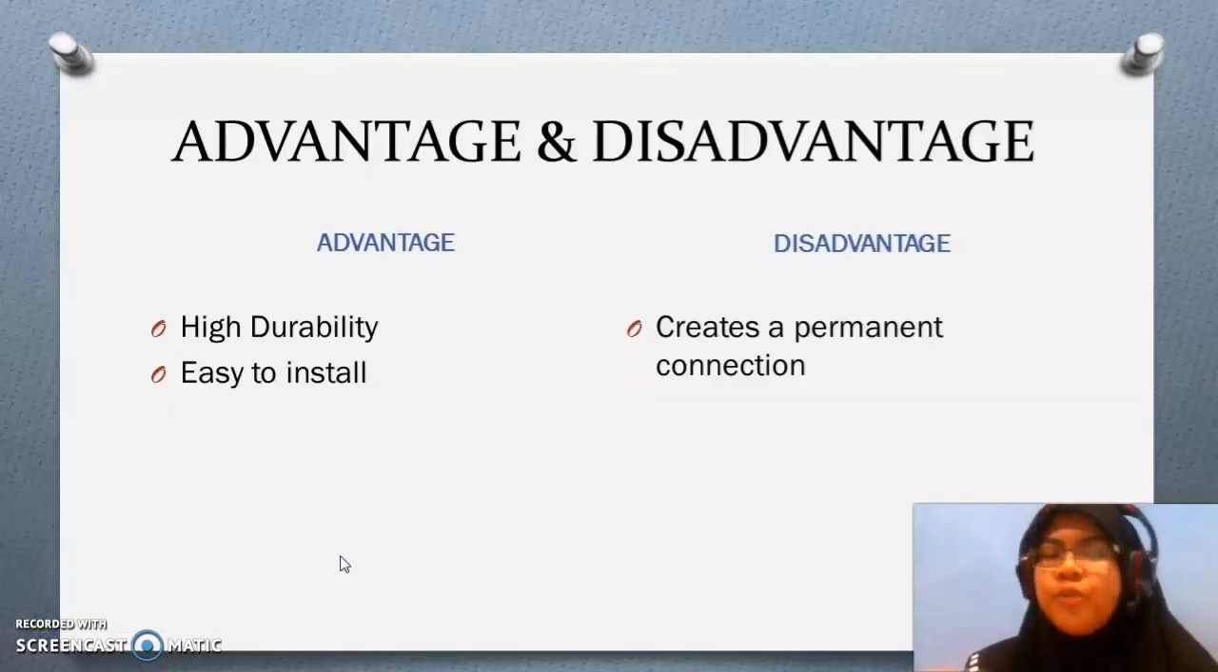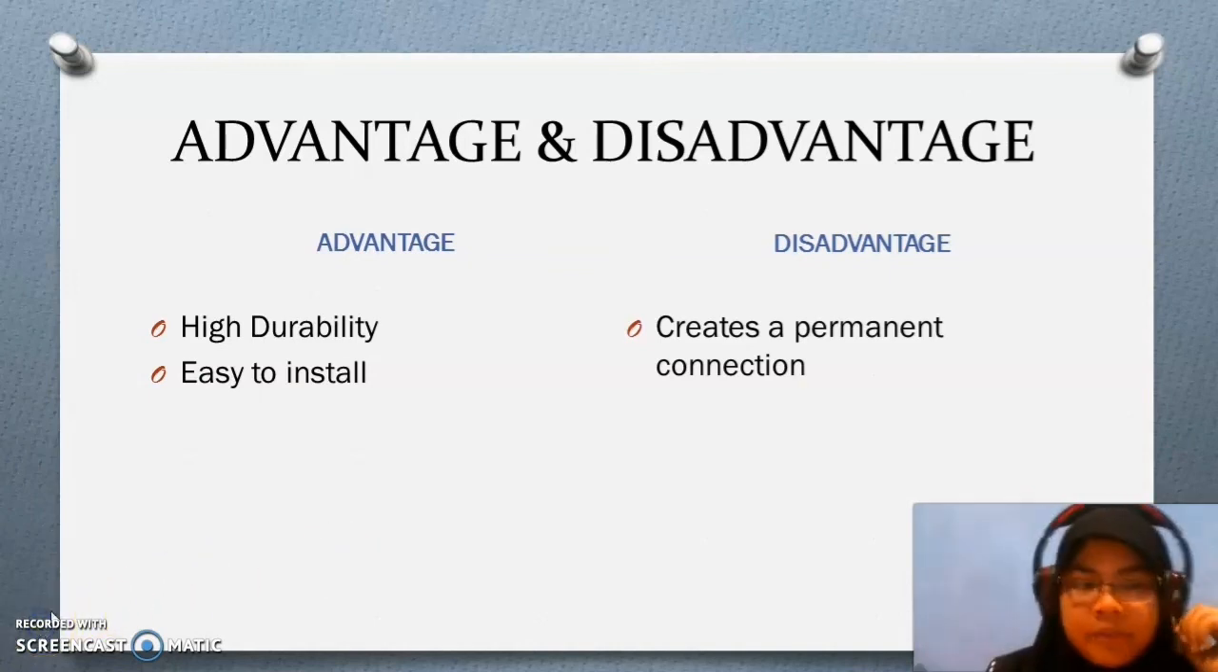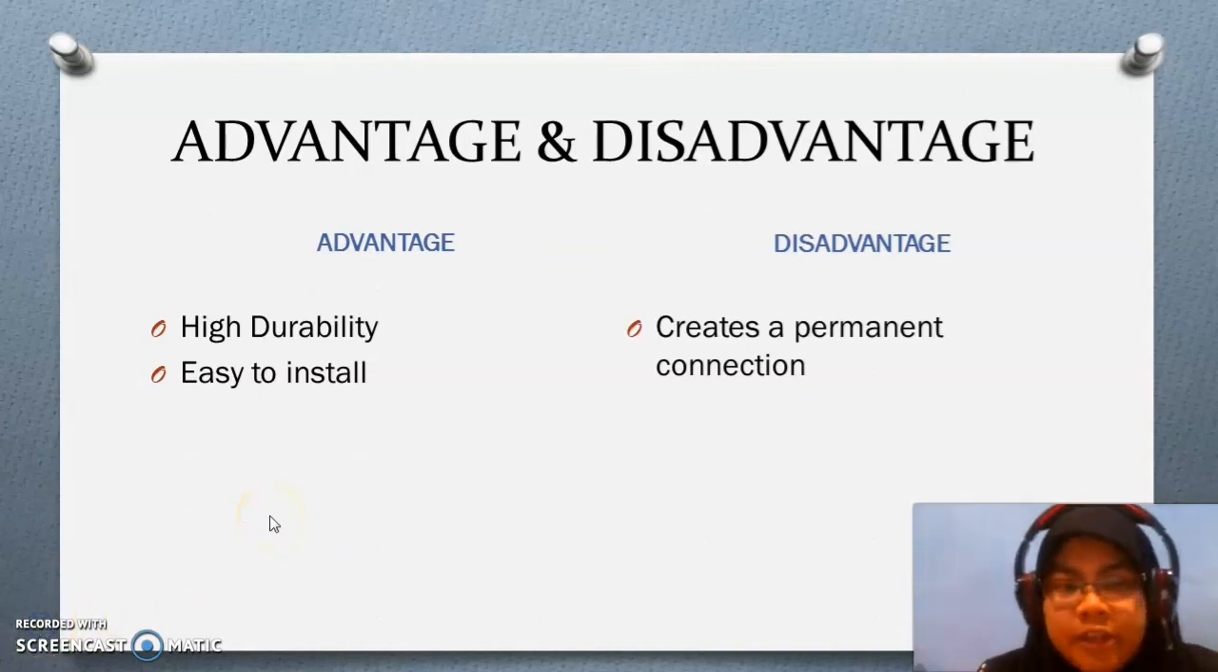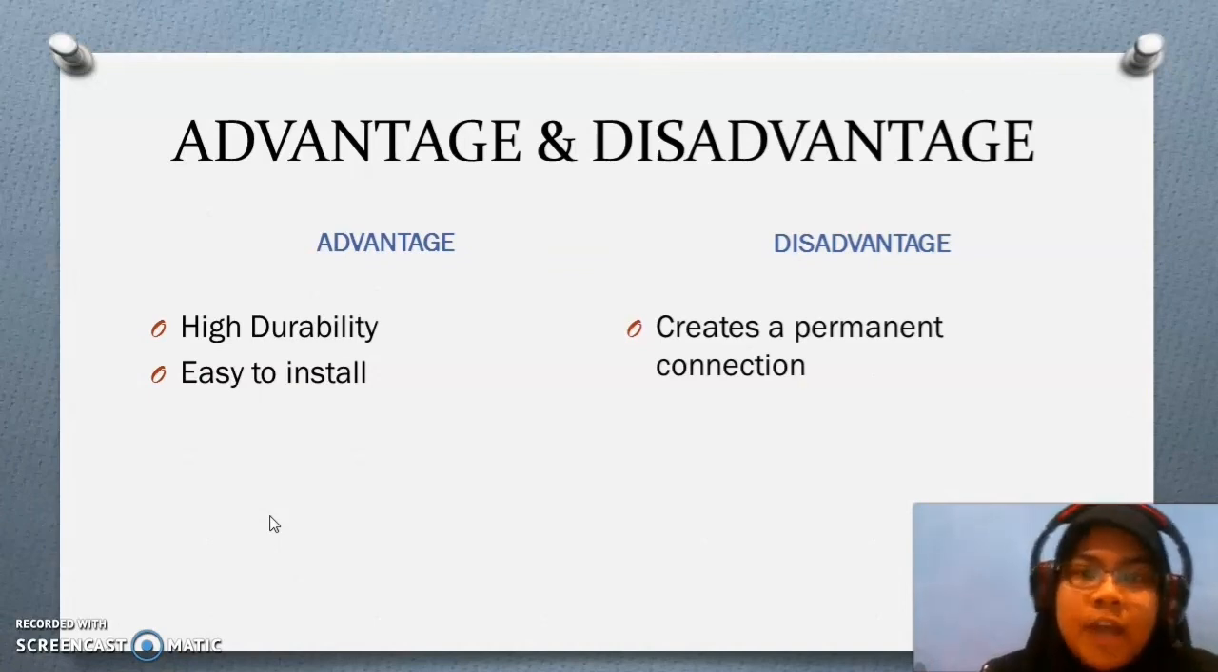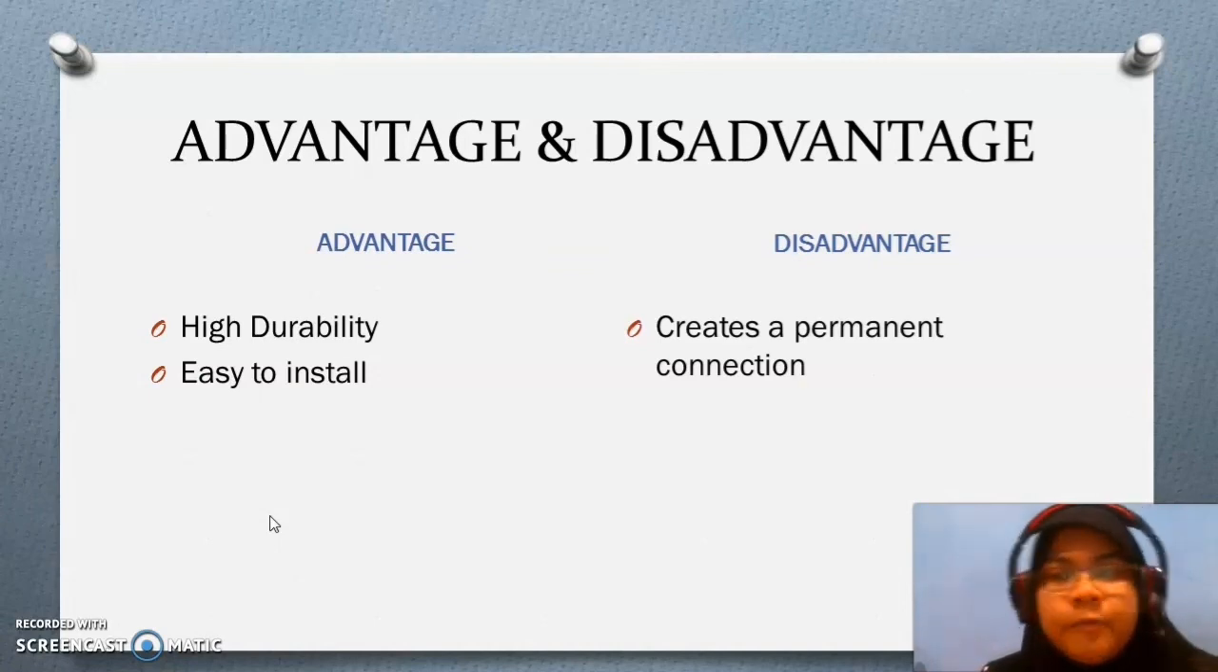Now let's continue with the advantages and disadvantages of rivets. Sorry for that. Okay, the advantages: rivets have very high durability. For example, solid steel rivets have very high resistance to corrosion, moisture, and even chemicals. Next, rivets are very easy to install. As you can see in the video, where they are using the hydraulic hammer, and the pop rivet is very easy to install and takes less time.